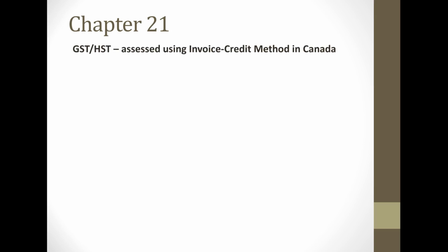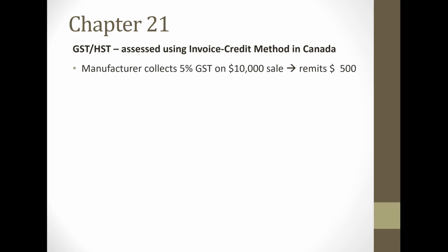Moving on to the next slide, let's talk about the method used to calculate GST/HST in Canada. It is known as the invoice credit method. Using that same supply chain, let's look at what we have here. We have a manufacturer. They're going to sell their item to the wholesaler for $10,000. They're going to collect 5% GST. We're just looking at an example where we're in a province that charges GST. And so they're going to collect $500 of GST, and they're going to send that into the government.